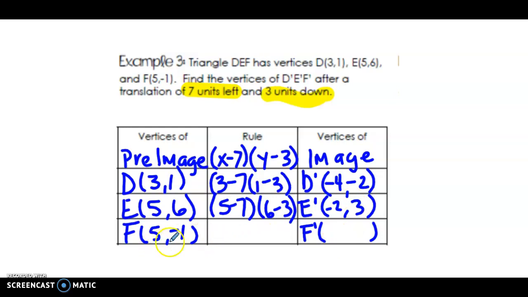And then on to our last one, F. So take your x and minus 7. So that's going to be 5 minus 7 again. And then our y is negative 1. So negative 1 minus 3. So 5 minus 7 is negative 2 again. And negative 1 minus 3. People miss this all the time. Negative 1, take away 3 more. You're further in the negatives. That's negative 4. All right, so we're going to do this again and practice it on the next one, but pause it if you need to, please.